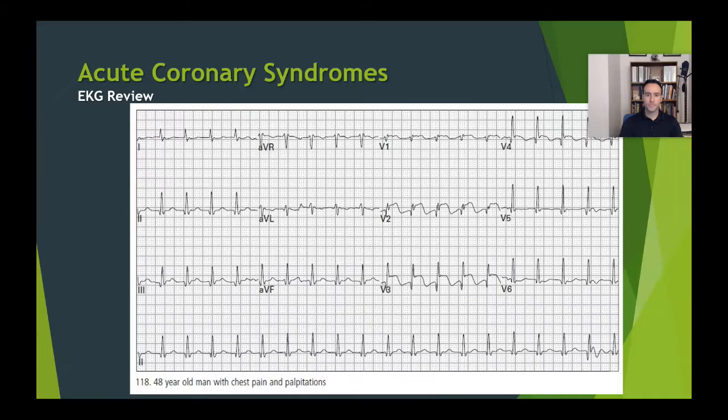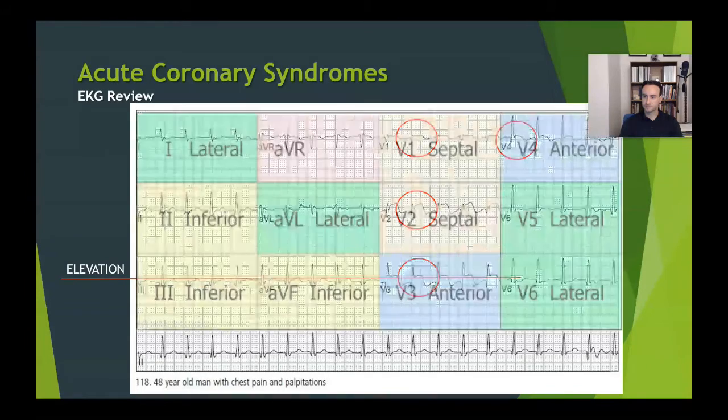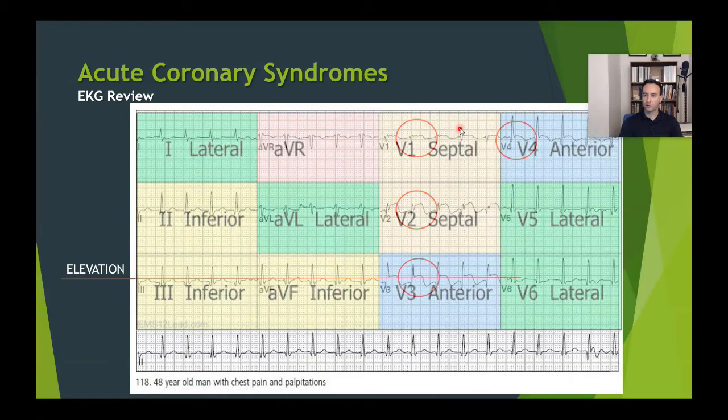Let's try another one. Okay, what do we see? Looks like some elevations here, right? V2, V3, a little bit in V4. Oh, I missed the one in V1. Yep, I agree. Putting our superimposed, looks like we have some septal involvement, some anterior involvement. So what would we name that?